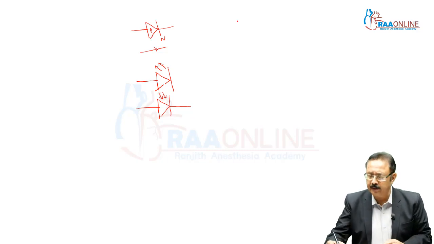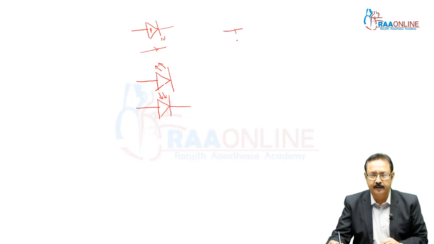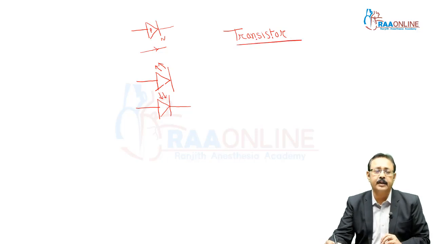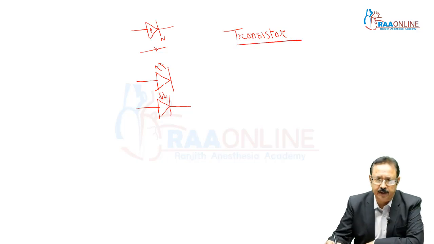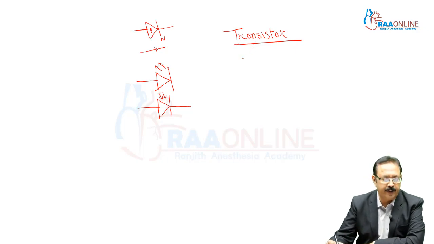Next important thing, the sector from which you get problems every year, that is the transistor. The most important part of this chapter is this transistor. We are using the transistor for amplification and as a switch, and these two uses are in your syllabus, mainly amplification.